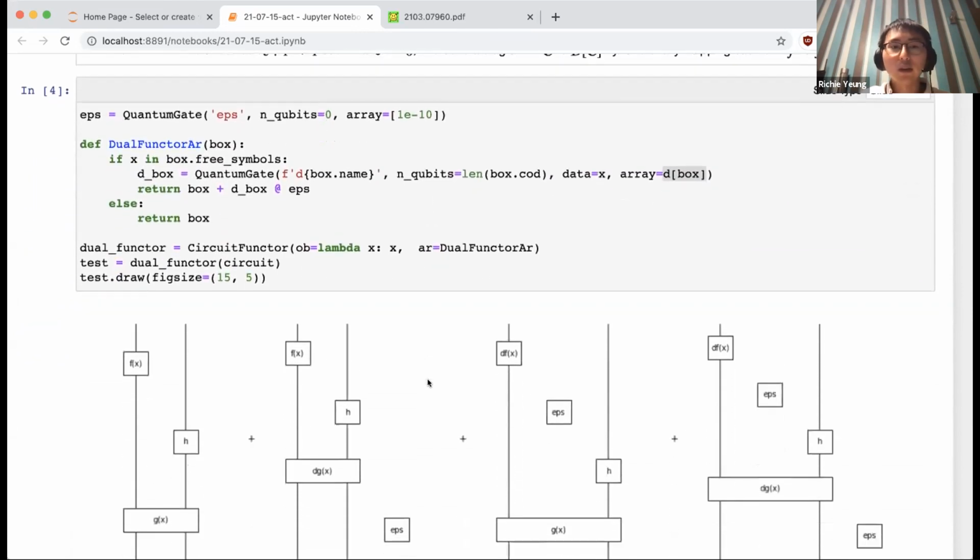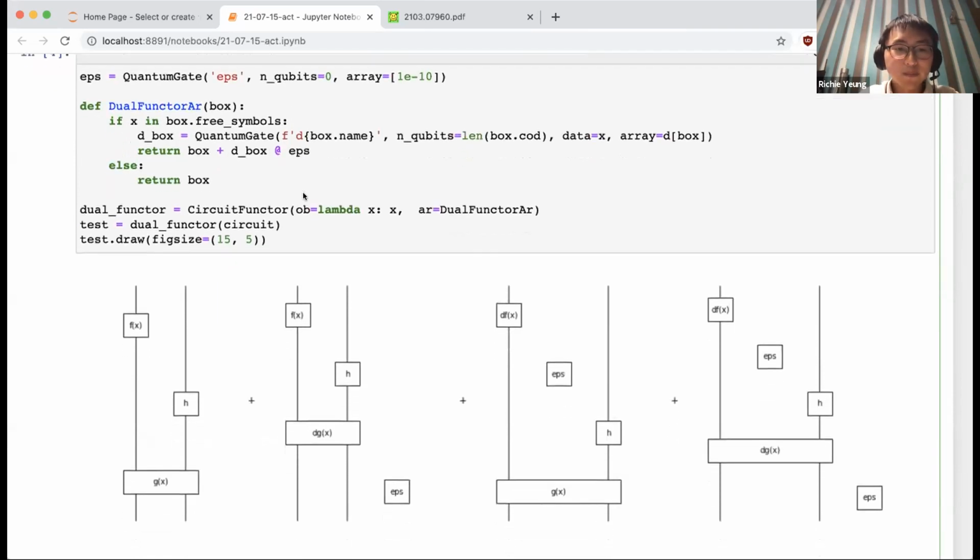So what does this look like in code? Well, first I need to introduce this box epsilon. This value doesn't mean much, we just bring it there. And now to define a functor in DiscoPy, you need to define a mapping on the arrows in particular. And the way we do this is, if the box doesn't contain any parameters, we just return the box itself. But if X is a parameter of that box, then we need to look up the derivative and construct the derivative box. And then you return the box plus the derivative box tensored by epsilon.